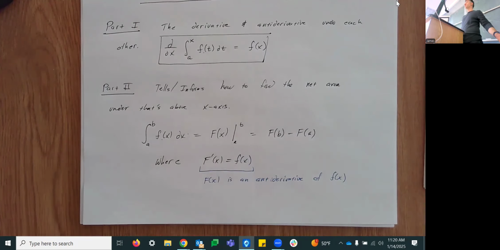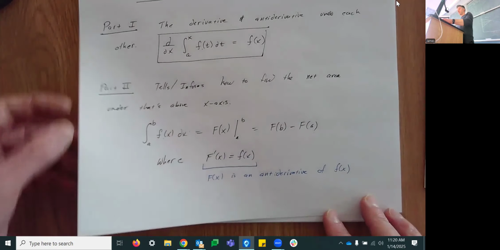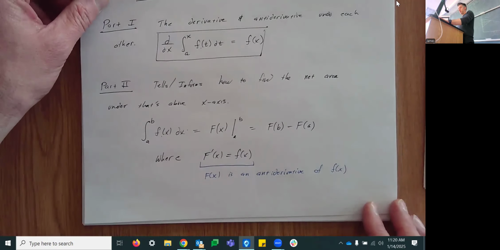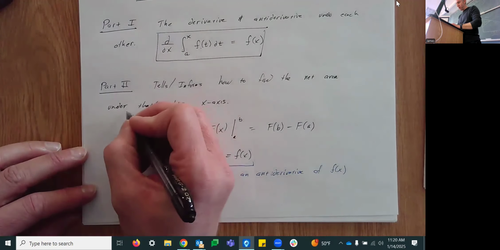So let's look at some examples about how the fundamental theorem of calculus part 1 works, because I do think it's important and something people get hung up on quite a bit. Right. Net area under the curve. Sorry, I forgot an important one: under f of x.